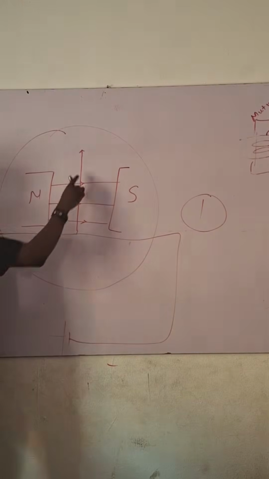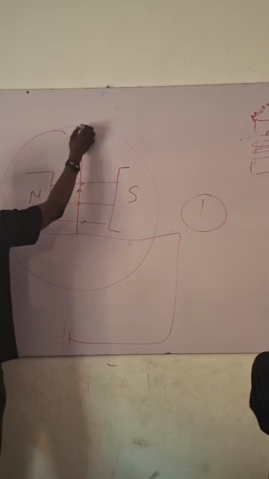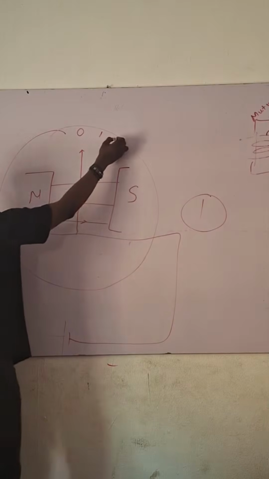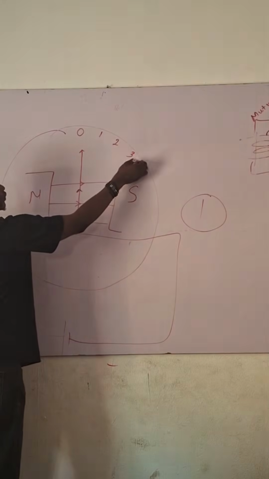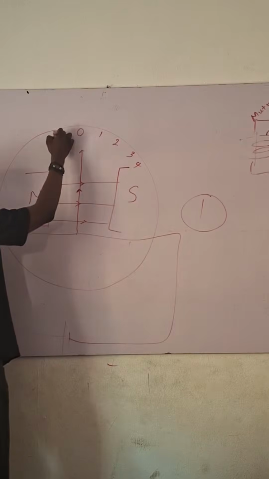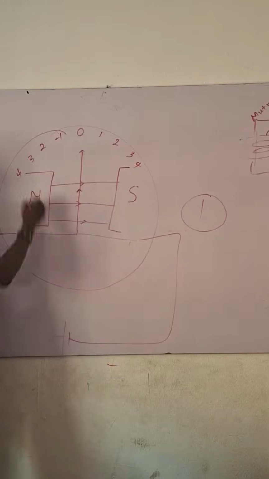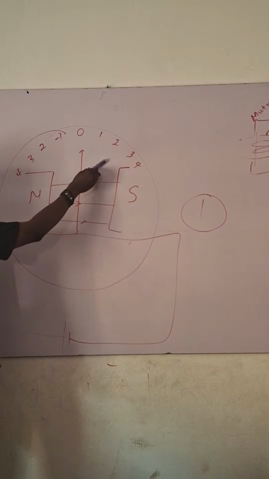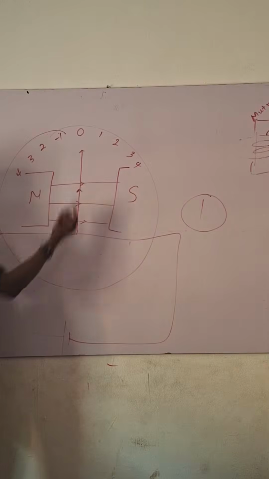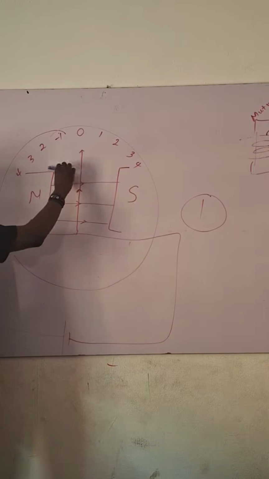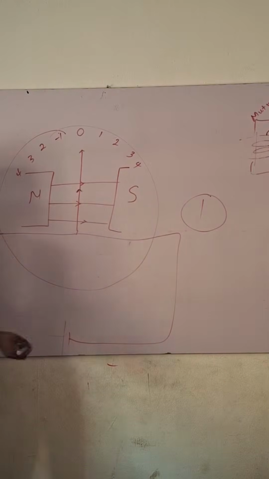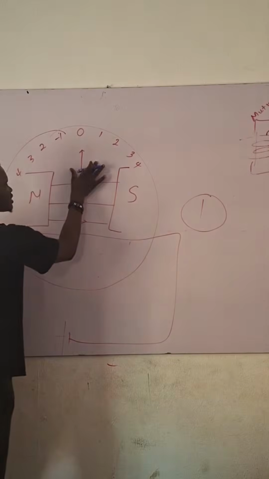Now, if it moves to the right, the reading can be 0, 1, 2, 3, 4, and so on. So it can read like this, to say 2 ampere, 3 ampere, 4 ampere. And if it goes the other way, that means the connection is probably wrong, because then it goes in the opposite direction.